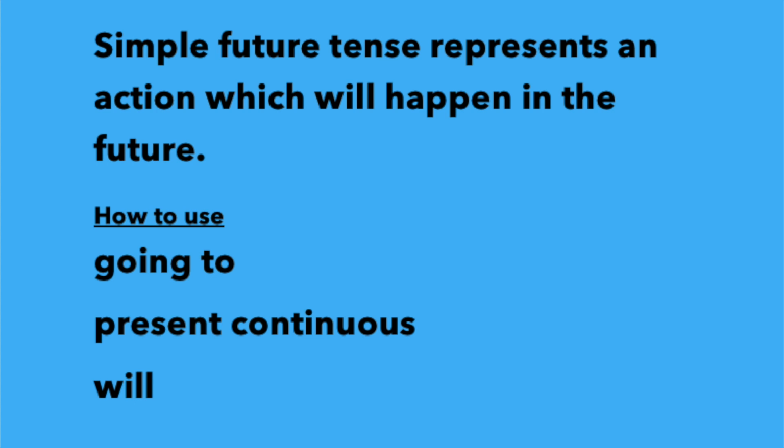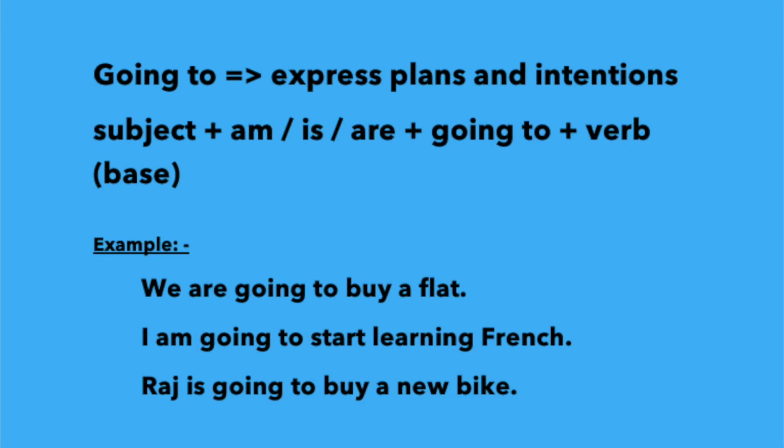So, dear children, there are three important things you should know when you use simple future. They are going to, present continuous and will. How to use going to, present continuous and will in simple future tense. Let's talk about where to use. First one is going to. We use going to express plans and intentions.